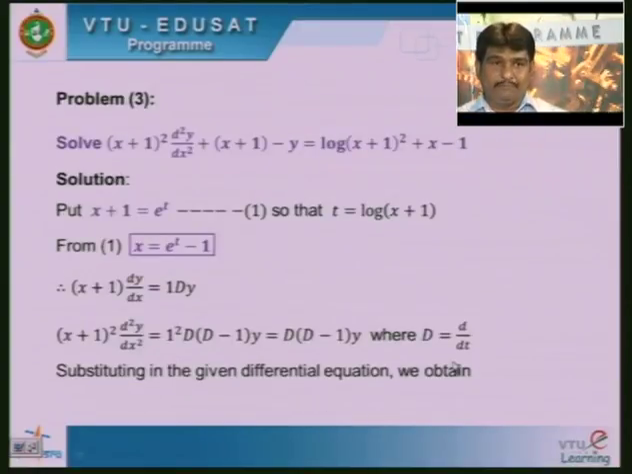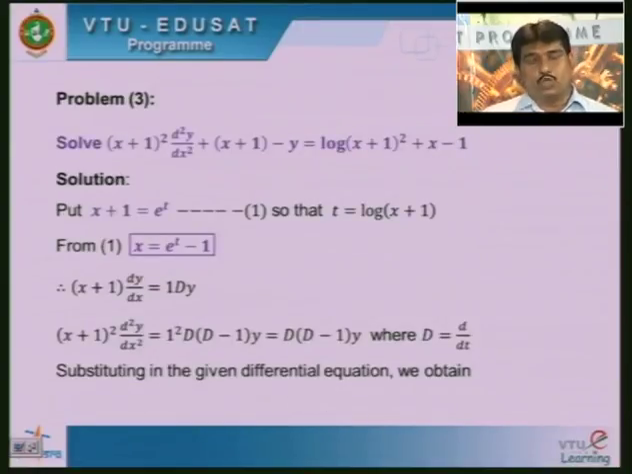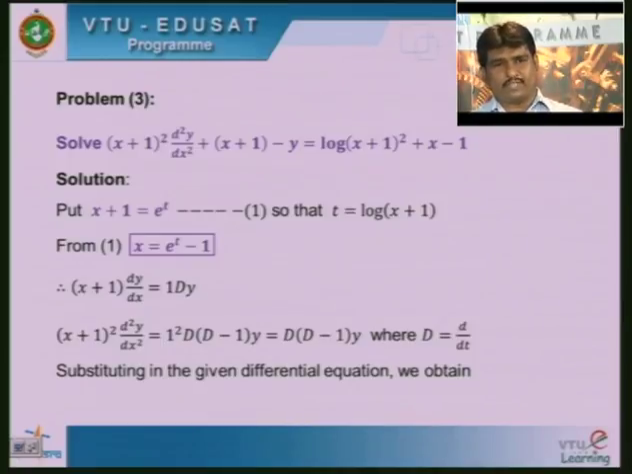Problem number 3. Solve (x plus 1) whole square d square y by dx square plus (x plus 1) y dash minus y equals log of (x plus 1) whole square plus x minus 1. You can see the coefficient of the second order derivative is (x plus 1) whole square.